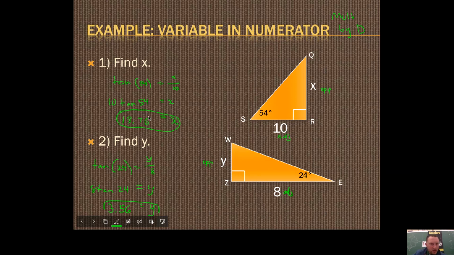A lot of the examples that you're going to see that involve tangent have a variable in the numerator. This is how you handle every single one of them. The numbers will be different, but you're still going to use tangent and you're still going to multiply by the denominator.